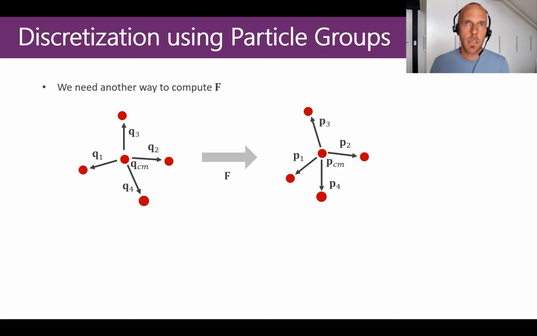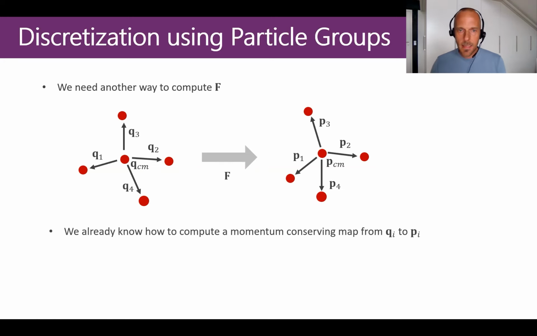Now, if you want to go from these tetrahedral-based discretizations to our case, where we have particle groups, then we need a new way to compute F. So basically what we need is, given an undeformed configuration of a particle set and a deformed configuration, we want to find a linear transformation matrix F.